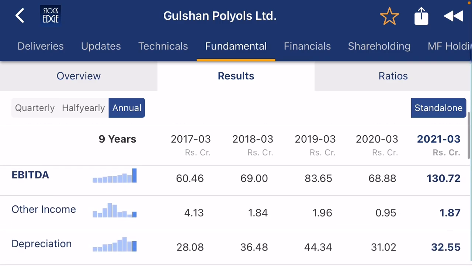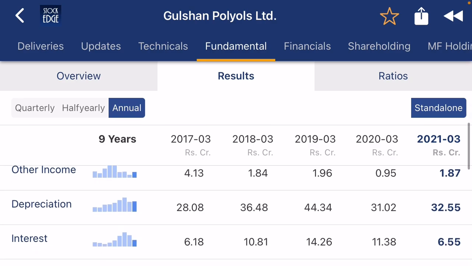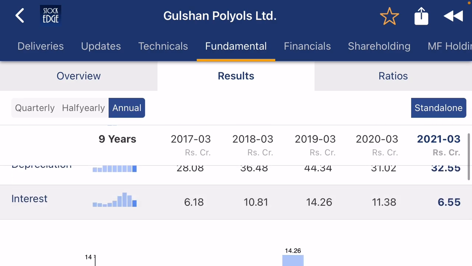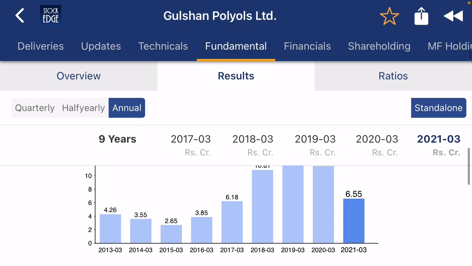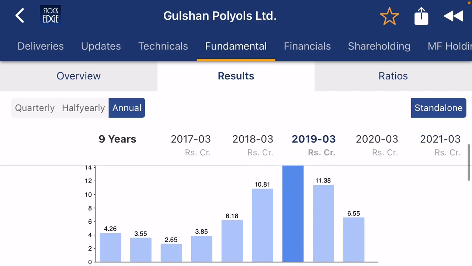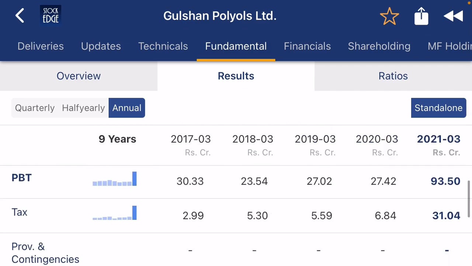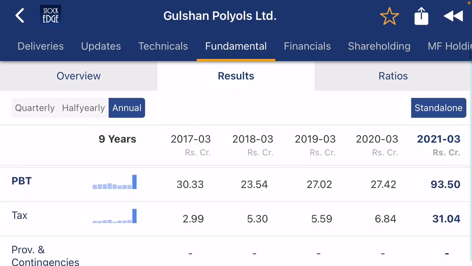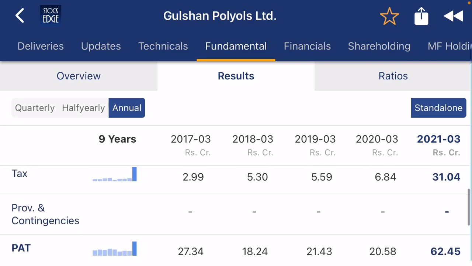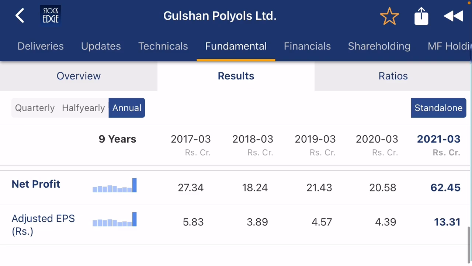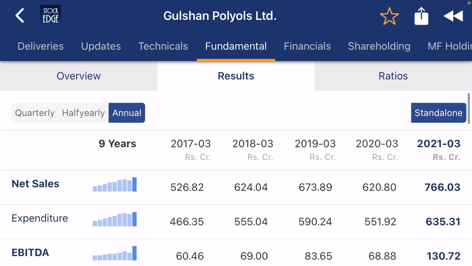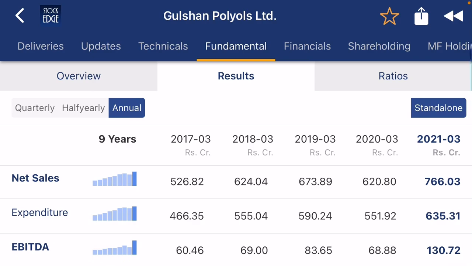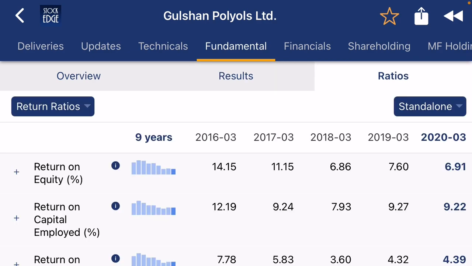EBITDA is also growing. Other income is also very well managed by the company. Interest: in 2019 the interest was 14 crore, now 11 crore, now 6 crore. What a company here. A very good sign. Profit before tax is also increasing, 30 crore to 93 crore. Net profit is also growing, 27 crore to 62 crore. A very good sign, well managed by the company. Let's check the ratios here.